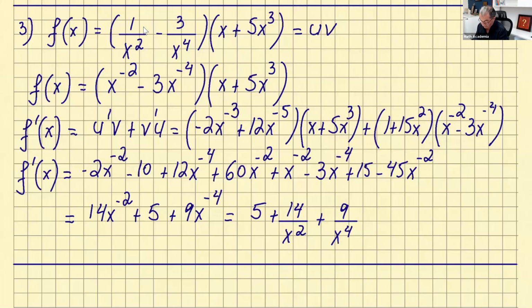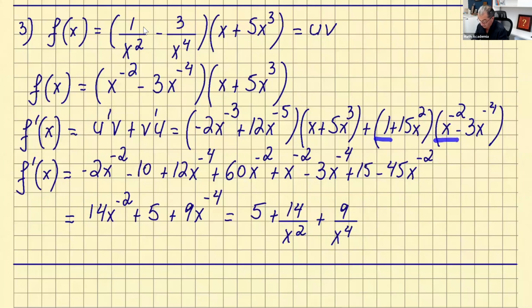You can simplify those expressions. So the first one, you get negative 2x to the power of negative 2, negative 2x to the power of negative 3 times 5x cubed is negative 10. That times that is going to give us 12x to the power of negative 4, and that times that is going to give you 60x to the power of negative 2.